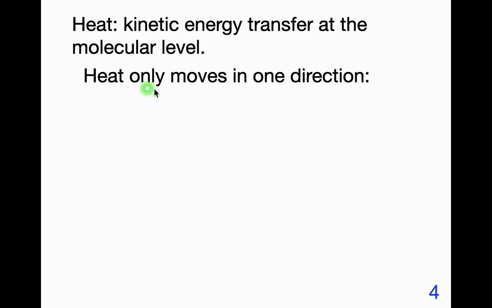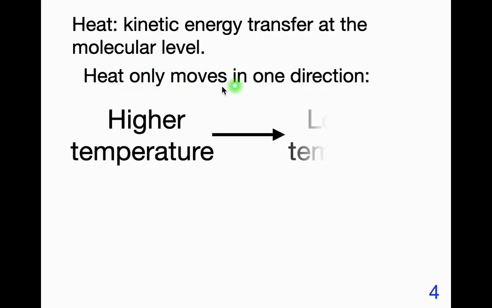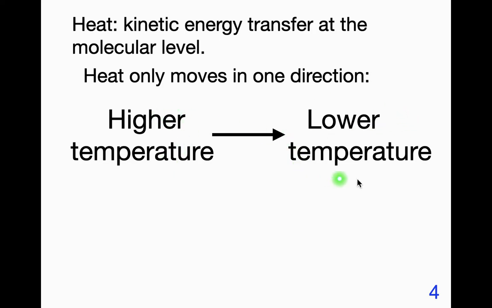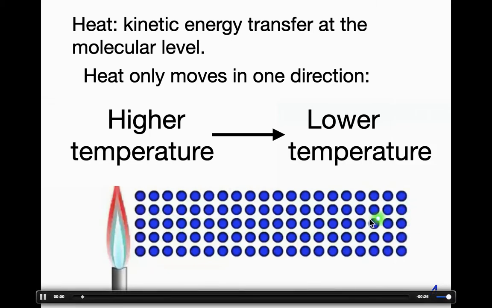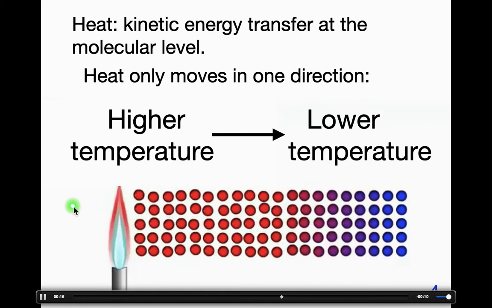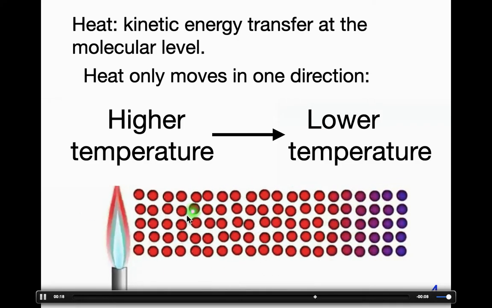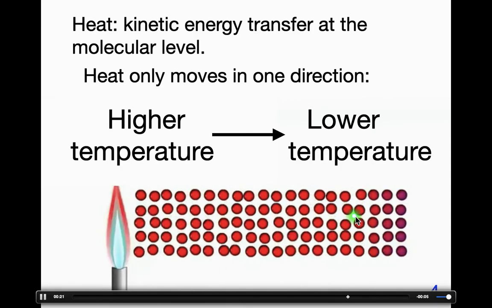Heat. Kinetic energy transfer at the molecular level. Heat only moves in one direction, from high temperature to low temperature. So let's take a look at this. Imagine that this is a piece of metal, and we're heating one end of it. Well, what will happen is that the atoms of the metal will begin to vibrate, and they'll knock into other atoms, which will knock into other atoms, and on and on and on. Imagine if this was just a bunch of ping pong balls and you hit one end, well, the kinetic energy, the balls would just hit other balls, and it would transfer over.